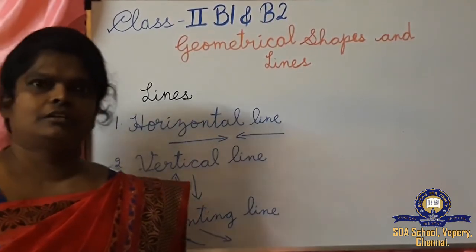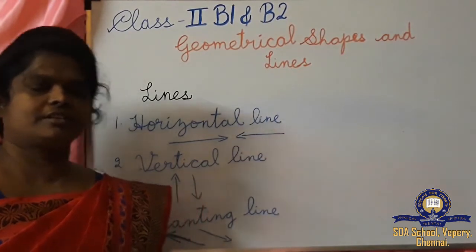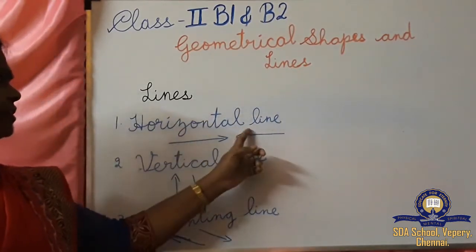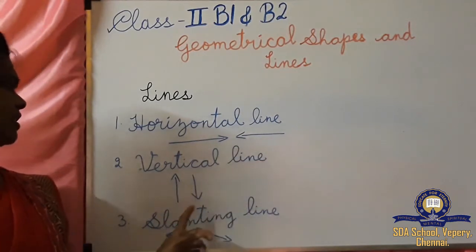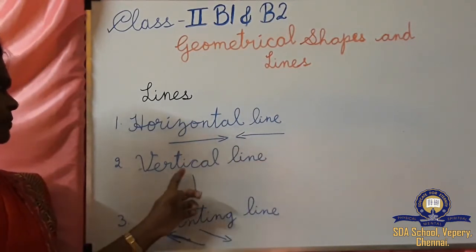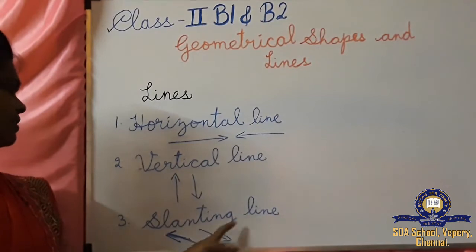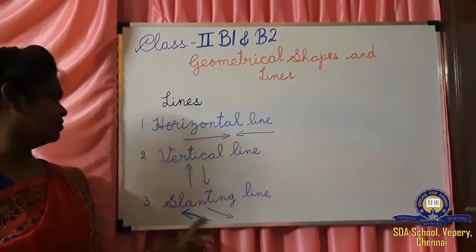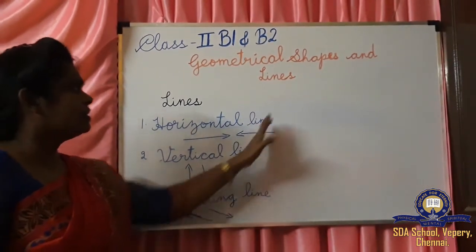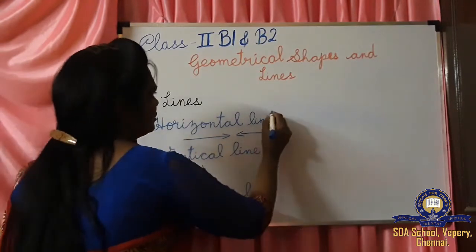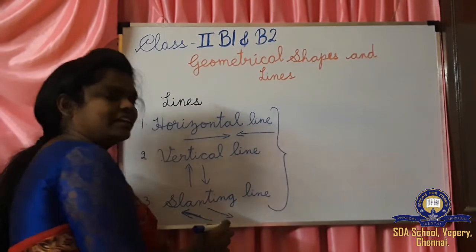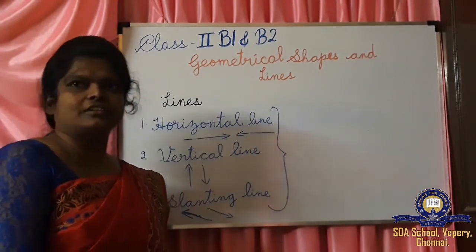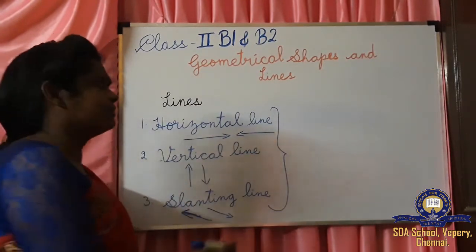Now we learned the three lines. One is horizontal, left to right, right to left. Vertical line, down to up, up to down. Slanting line, low to high, high to low. These three lines are called straight lines. What lines? These three lines are called straight lines. What is the spelling for straight?